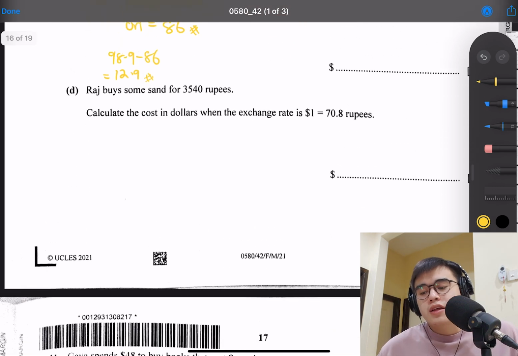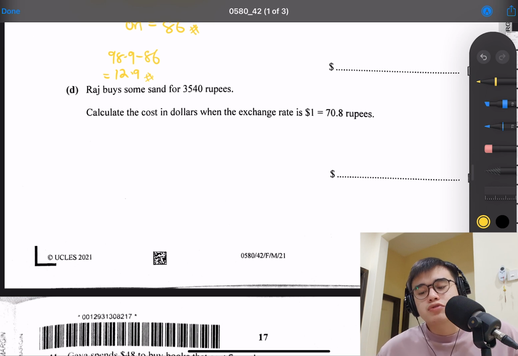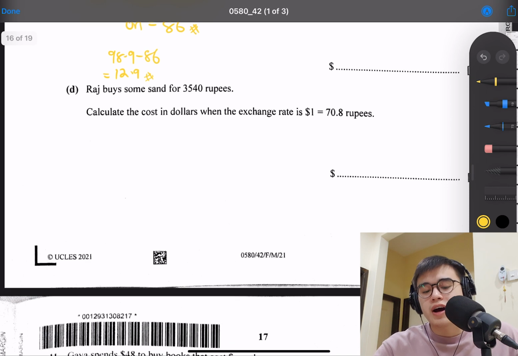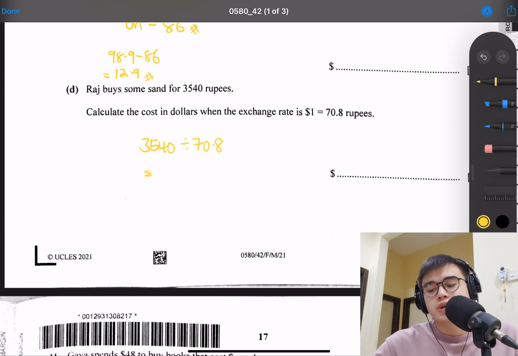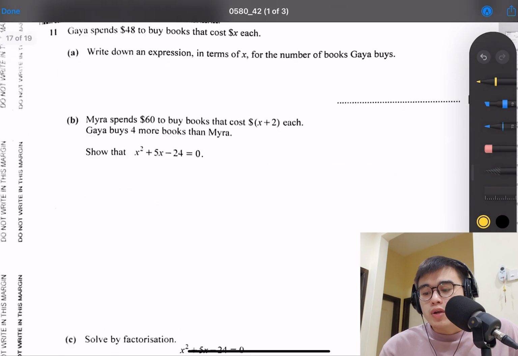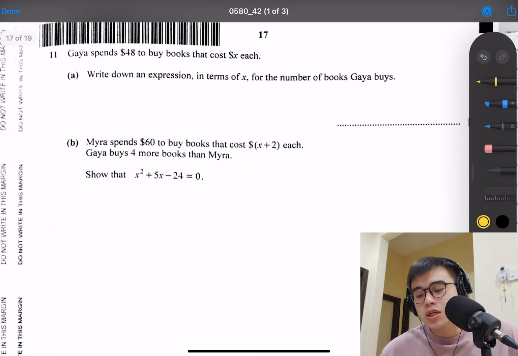Lastly, we have part D here. Raj buys some sand for 3,540 rupees. Calculate in dollars. So by taking 3,540 divided by 70.8, you should be getting your result as $50. Okay, pretty straightforward. And now we are looking at question 11.